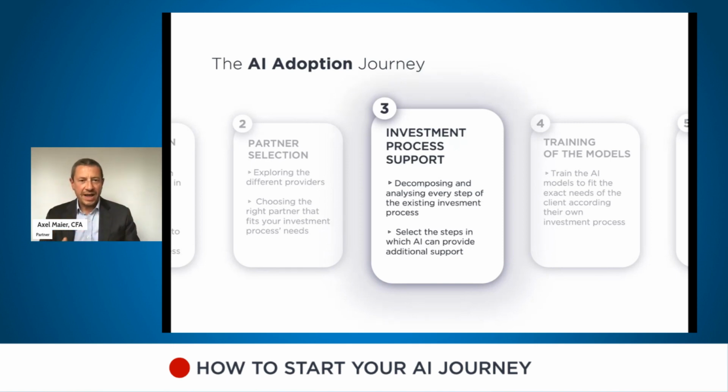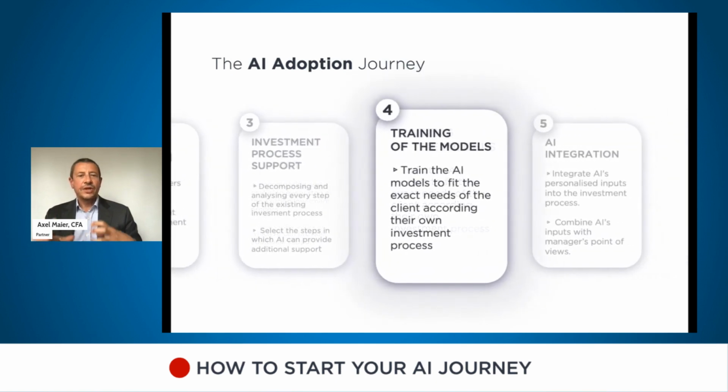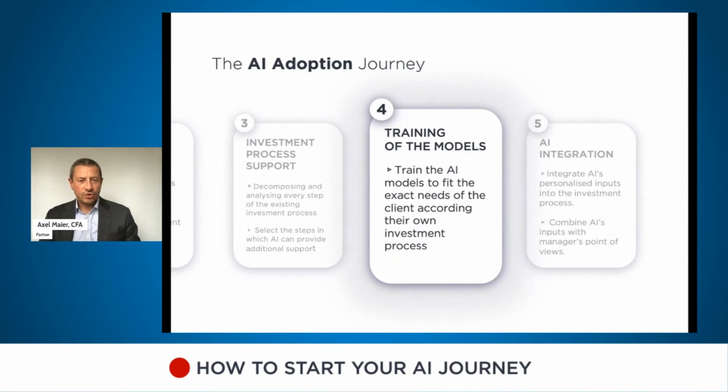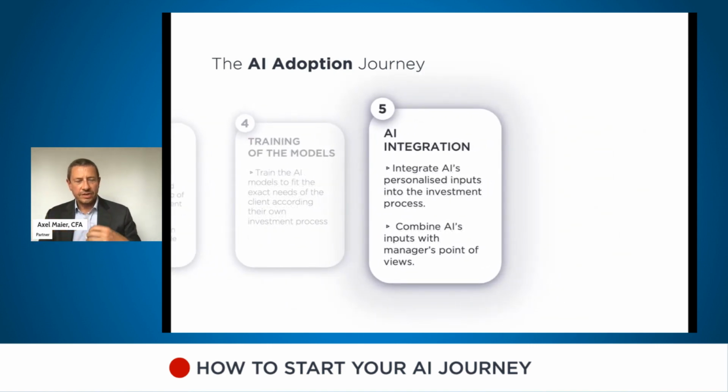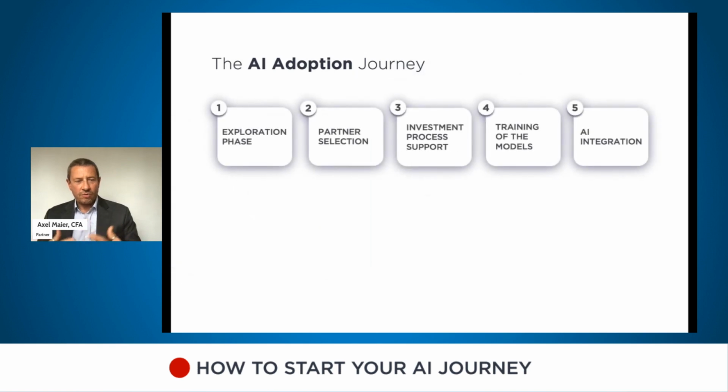So if this is then defined, where it can help, where are the right steps to take, then it's going back to the training of the model to make sure it exactly meets your expectations, and it completely fits with your investment process. After that's done, then it's basically integration, where it's much more personalized. It's very clear that you define your inputs. It could also be then connected via APIs to your own systems, so that you really have this way of having an extremely powerful tool where you combine your own views, your own ideas with the AI's output.